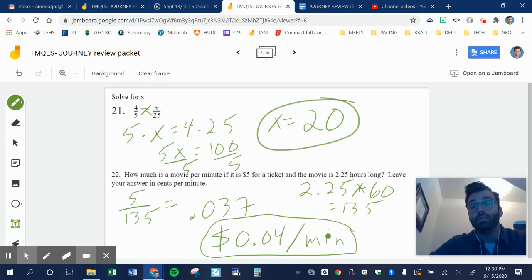That's a cheap movie ticket if it's only $5. Like, I haven't seen a movie that cheap in a long time.